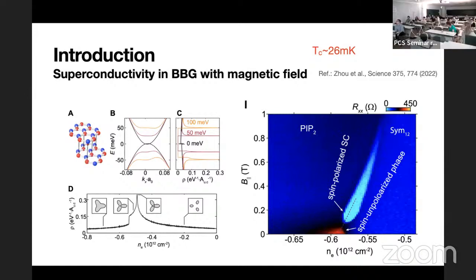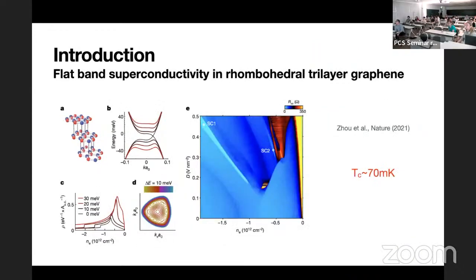So now you just... Could I ask a few questions about the last bands? So there, do you have a level crossing at 0 between 2 bands? So at 0 displacement field, indeed, you have like a band touching point. But as you apply the displacement field, you open up a gap in the system. And so let's say you put the displacement field and then there is a gap, but close to K equal to minus and plus 0.1, the bands are not really flat. I mean, they're really bent. Yes. And that does not affect superconductivity at all?